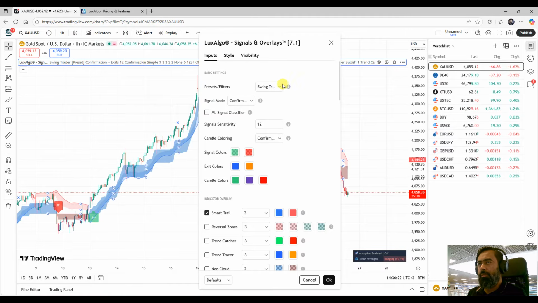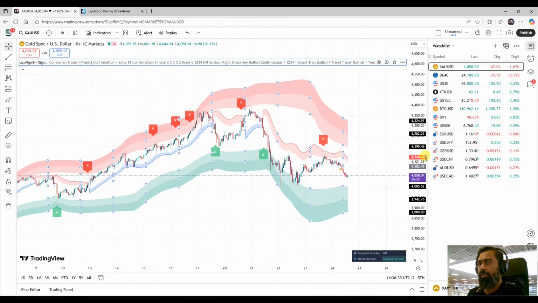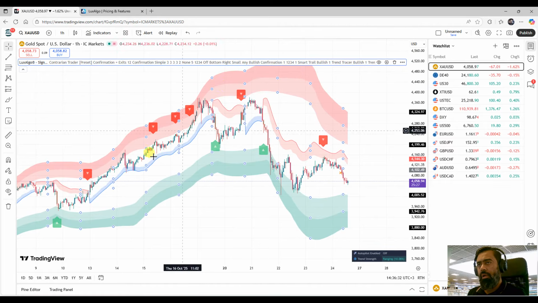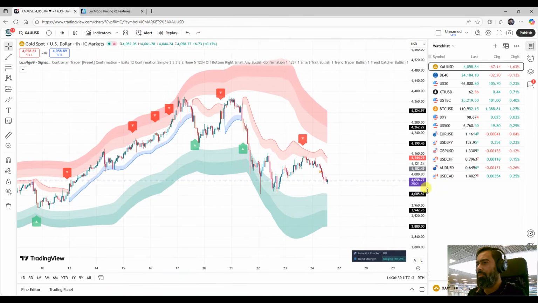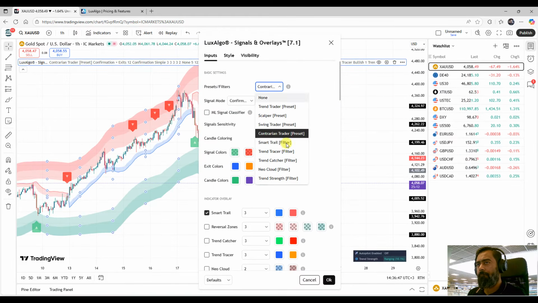Now let's speak about the Contrarian Trader. Again, the Contrarian Trader gives you a channel, and it tells you the same thing. Whenever it comes down into the green zone, you should buy. Whenever it goes up into the red zone, you should sell. So nothing more to explain in this. Smart Trail.